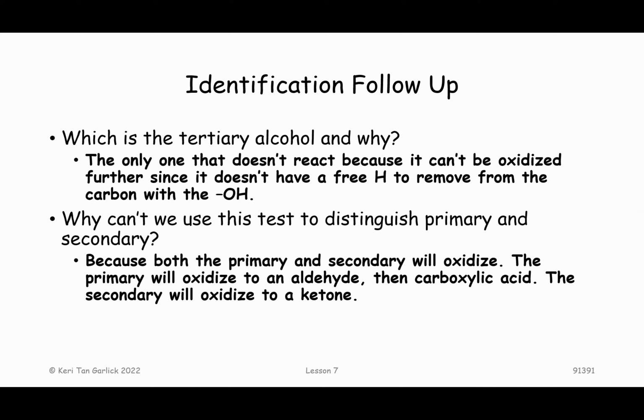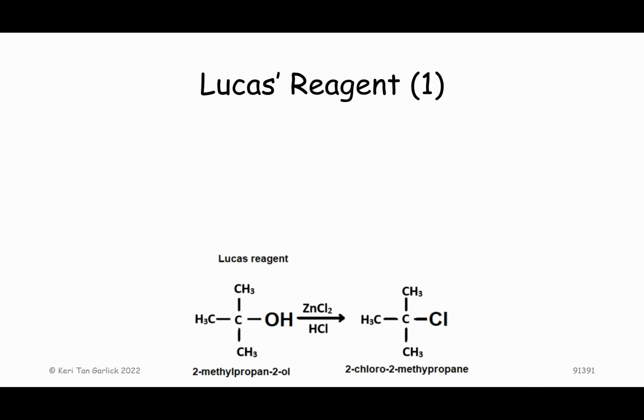However, we can't use these identification tests to distinguish primary and secondary. And that's because both of them will react. They both cause that color change. You do have a sense of which one's which because the primary will be faster than the secondary, but there's actually a better way to tell the difference between the two of those. Some things to also note is that primaries get oxidized to aldehydes and then carboxylic acids, whereas secondaries only get oxidized to ketones. This is going to be stuff that I'll talk about later in this lesson.